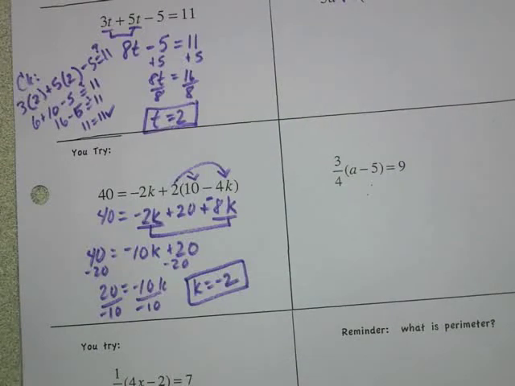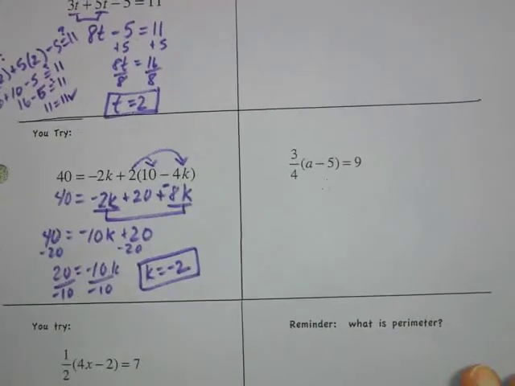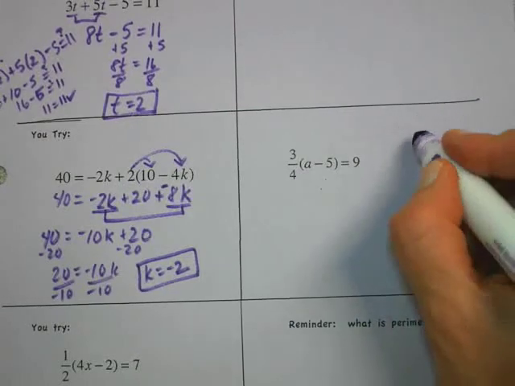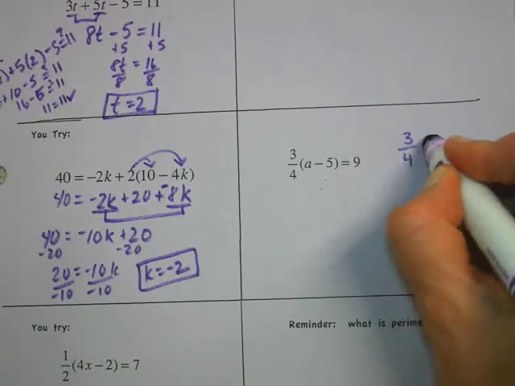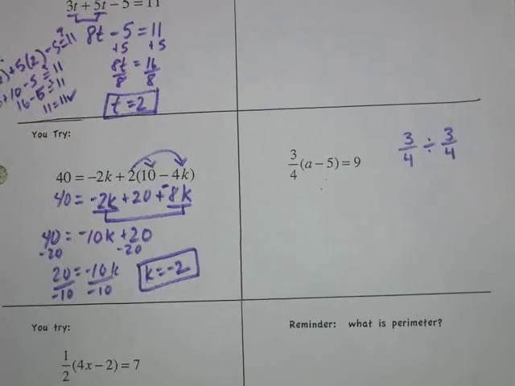We have 3/4, and it's being multiplied by that quantity of a minus 5. So we need to get rid of 3/4. So what's the opposite of multiplying by 3/4? Well, the opposite of multiply is divide. So really what I need to do here is divide 3/4 by 3/4. 3/4 divided by 3/4. Well, are we allowed to divide fractions?